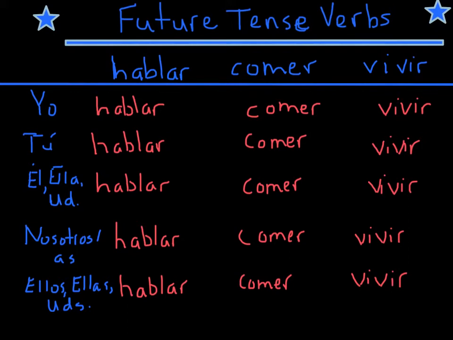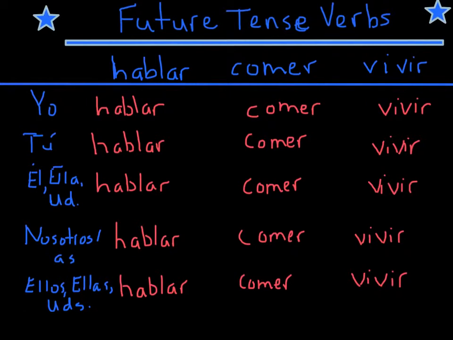This is a video on the best way to learn to conjugate future tense verbs in Spanish. This is for regular AR, ER, IR verbs. The first thing you need to recognize is that in the future tense, verbs with an AR ending, ER ending, and an IR ending are treated exactly the same.